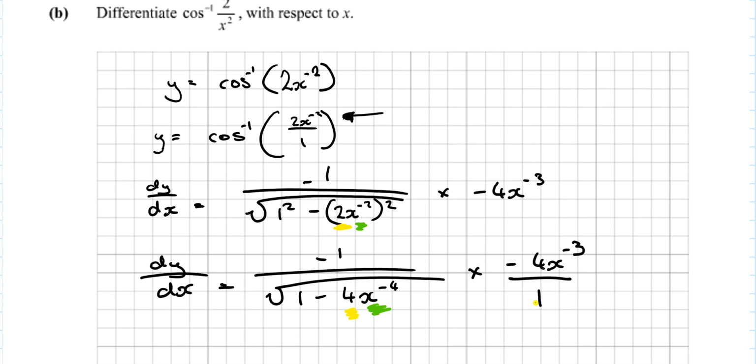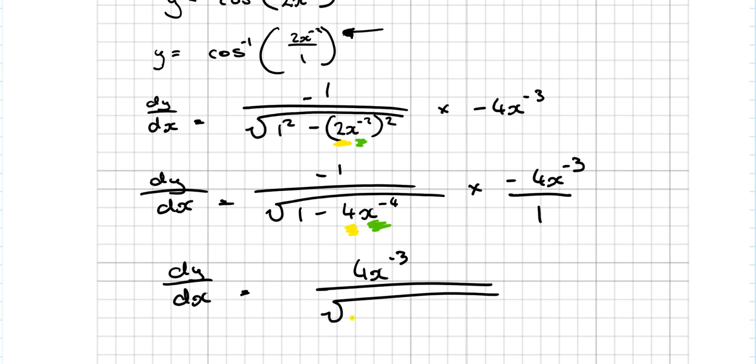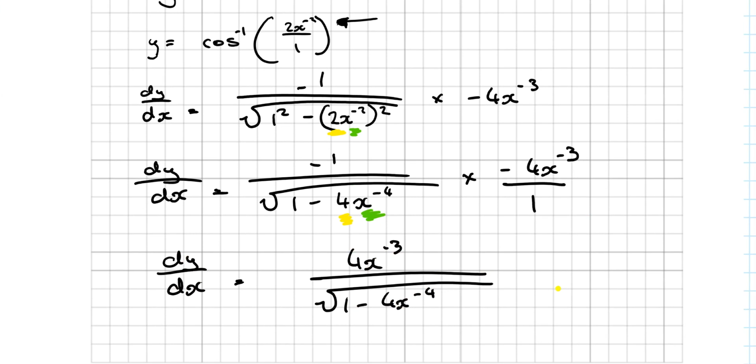And you could treat that as being over 1. And now look, it's a fraction by a fraction. How do we multiply fractions? Top by top, bottom by bottom. So we could just say dy/dx is equal to 4x to the minus 3 all over 1 minus 4x to the minus 4. I'd probably leave it like that.